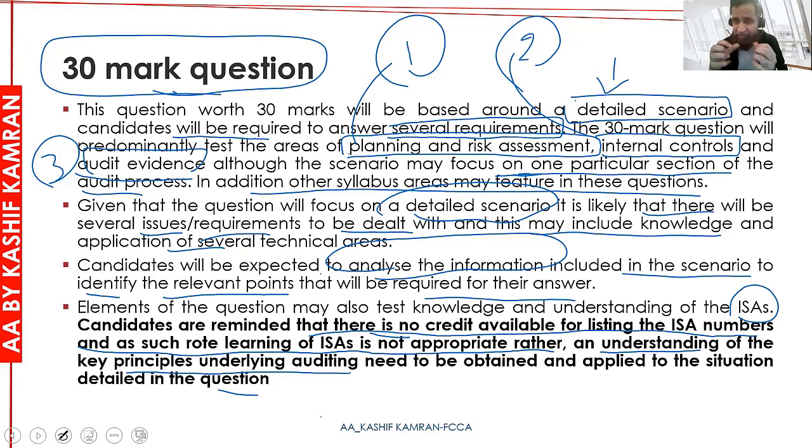You cannot just have a rote learning of ISA 580. You will make your life difficult, right? Is the last bullet clear to all of you? Is the examining team encouraging rote learning? Is the examining team encouraging that you reproduce the ISA? You put the name of the ISA, you put the number of the ISA. Is everyone clear on the last bullet?